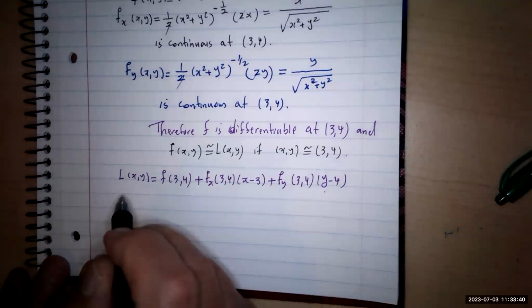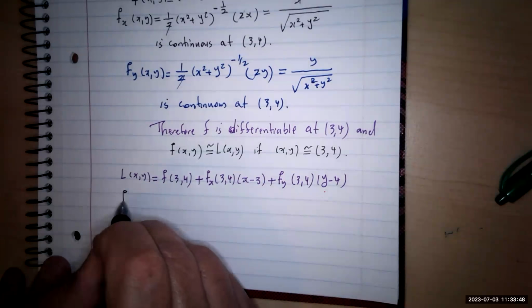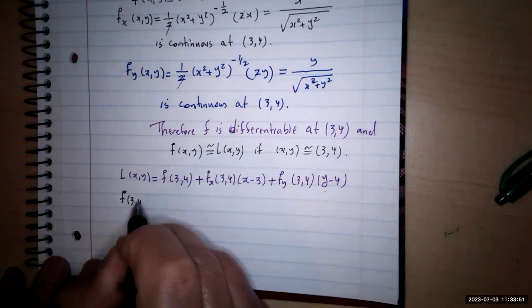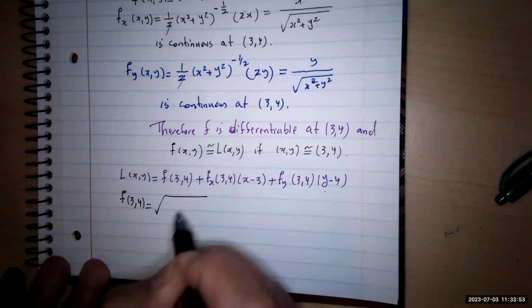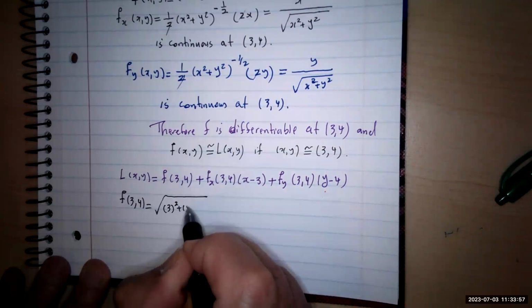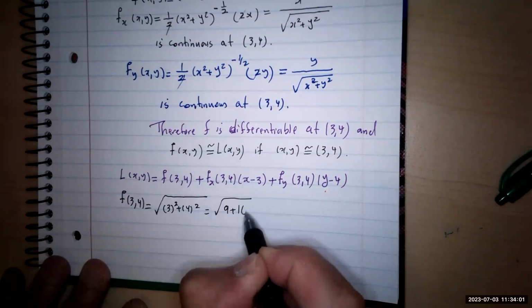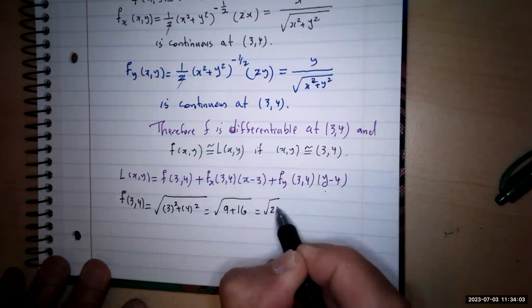And so I'm going to find f of 3, 4 first. What is f of 3, 4? F at the point 3 and 4. Go to the function, substitute. That gives 3 squared and 4 squared. So it's going to be radical 9 plus 16, radical 25, which is 5.